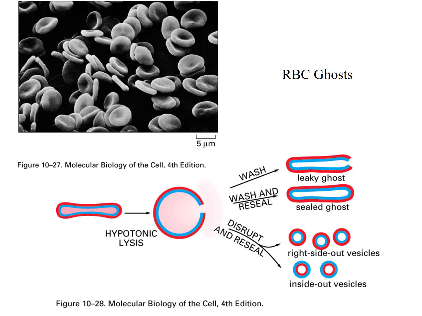You can disrupt by sonication, whatnot, disrupt and reseal, and you'll end up getting a mixture here of vesicles, small vesicles from the red blood cell that are right side out vesicles and inside out vesicles. So we have the outer leaflet here open to the surface and the inner leaflet in these cells. So we have 4 different types of remnants of cells that we can do studies on. Okay, you're probably seeing where this is going.